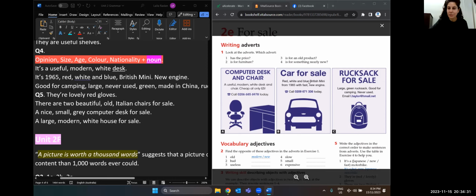The engine, what do we know about the engine? The opinion, fast, yeah. And size, no, didn't say large engine or small engine. Do we have an age? New, yes. Color? No, no one's gonna say the color. Nationality, again, British, but not really. The rucksack, do we have an opinion? Good. Yeah, it's good.